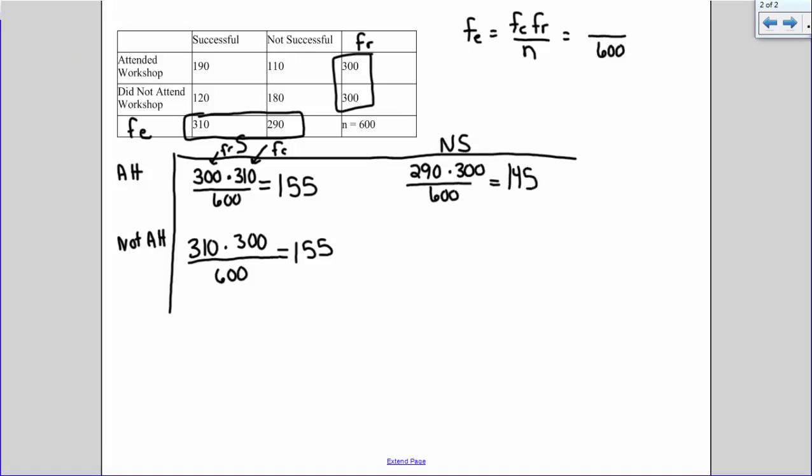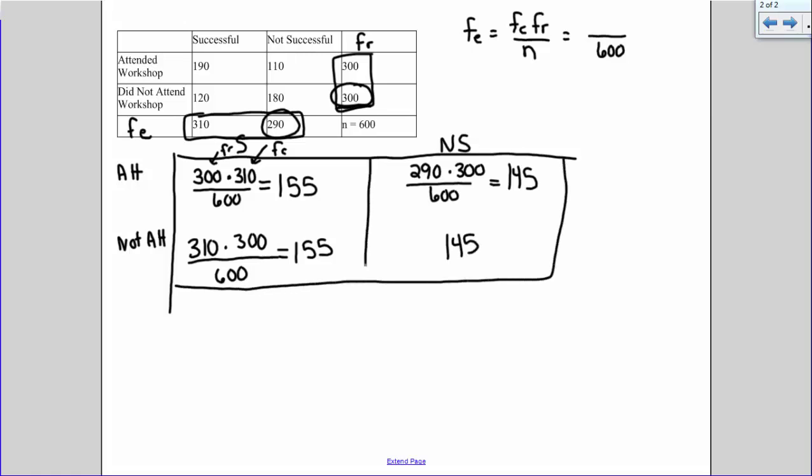And once again, we're going to have the same expected frequency for the not successful students who did not attend the workshop, because we have the same frequency column and we have the same frequency row because we have an equal sample size. So 145.